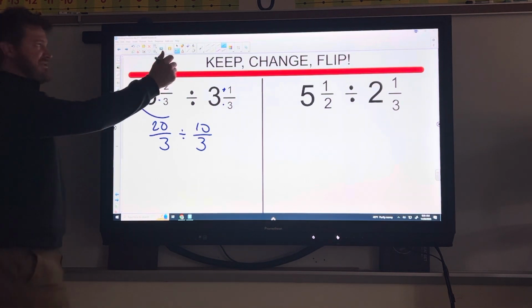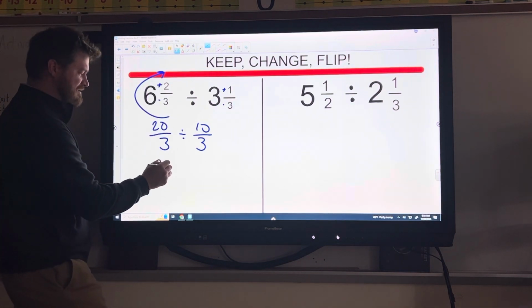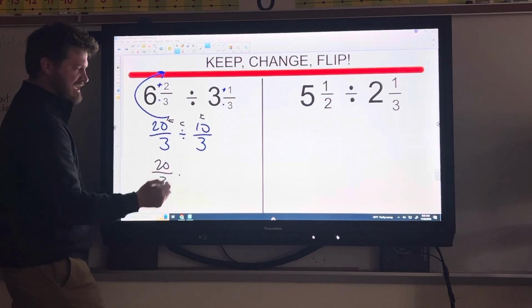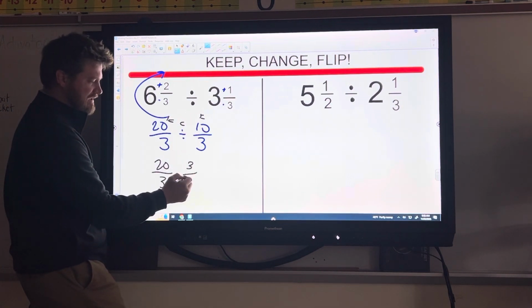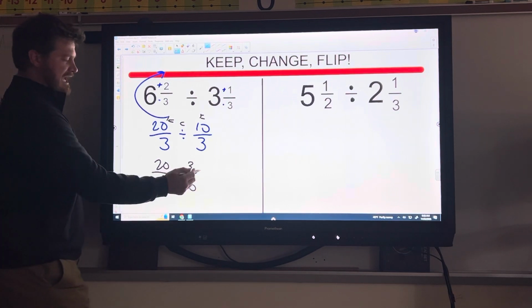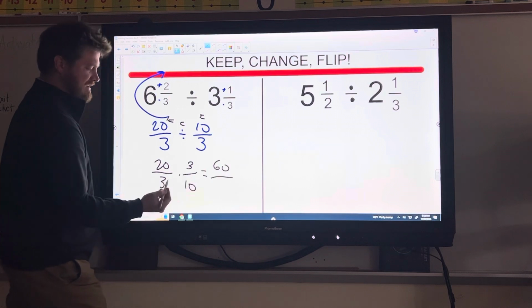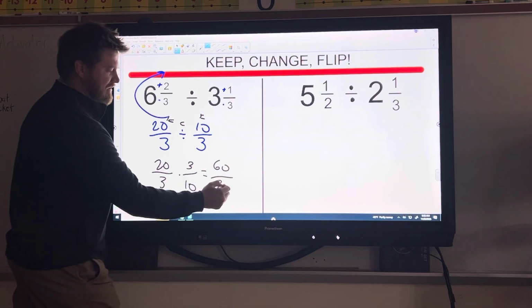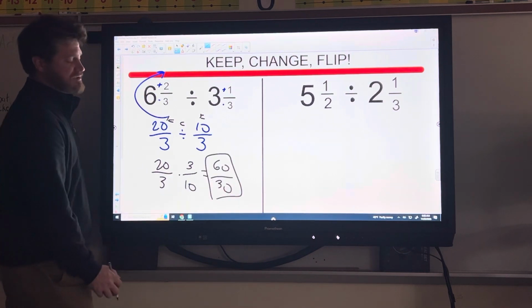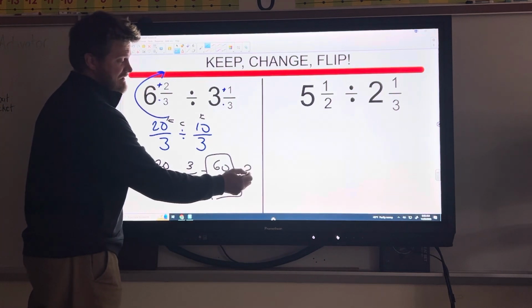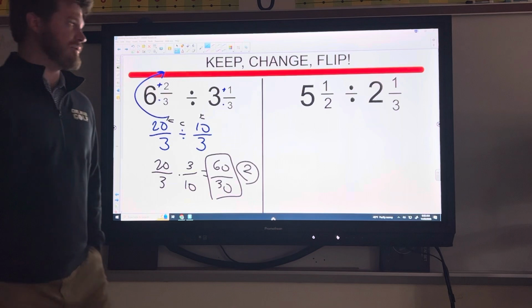Step 2, keep, change, flip. Keep the first one. Change, flip, change, division, multiplication. 10 over 3 flips to 3 over 10. Now we can just multiply straight across. 20 times 3, 60. 3 times 10, 30. That's an acceptable answer choice. If you want to reduce it, 60 over 30 is aka 60 divided by 30. Also gives you 2. 2 over 1 or 2.